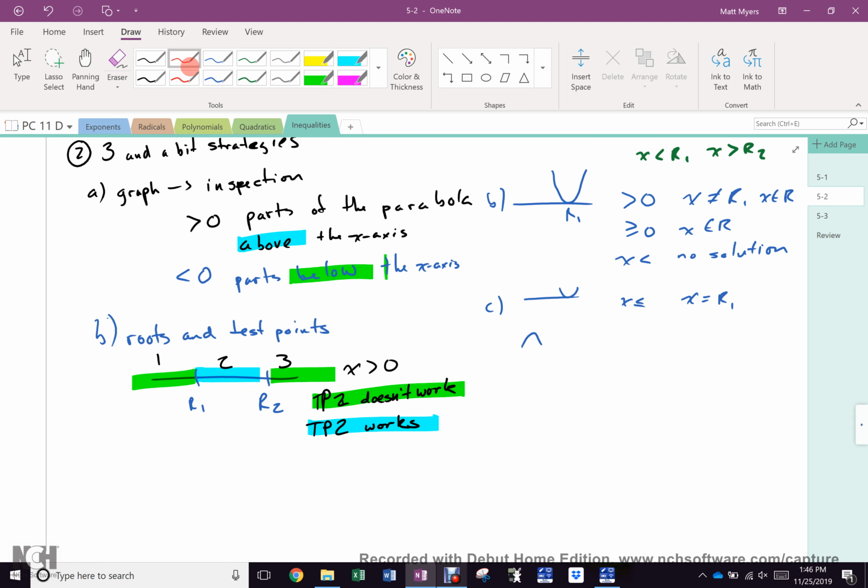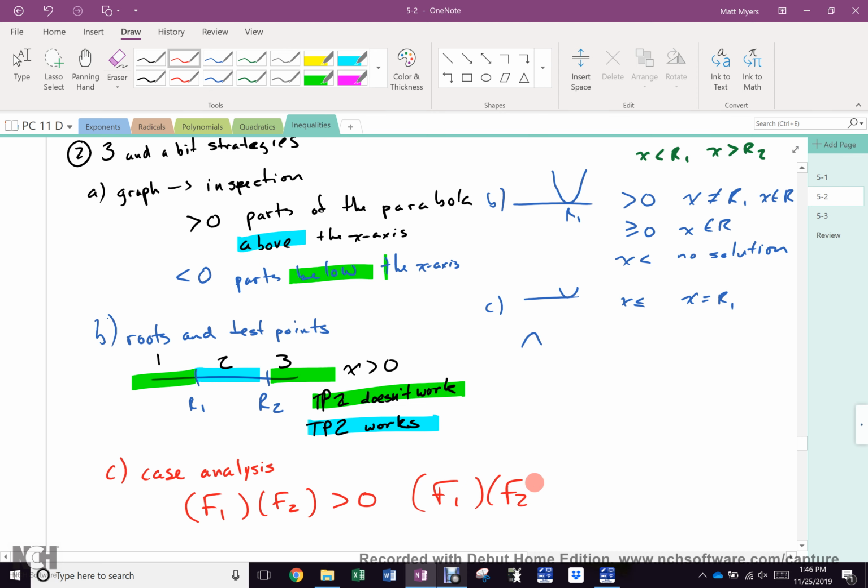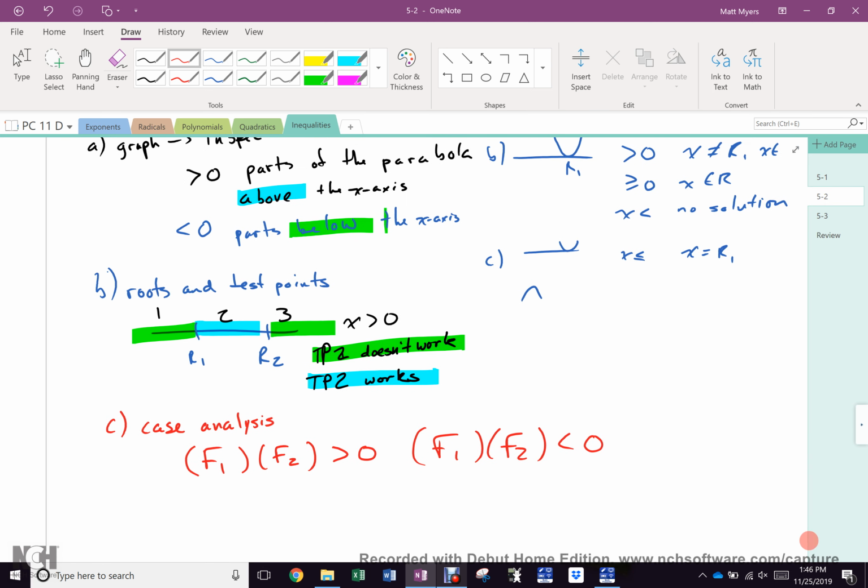And then lastly, the one that nobody ever wants to use, case analysis. Factor 1, factor 2, greater than 0, or factor 1, factor 2, less than 0. Then you just got to know, if it's greater than 0, they both have to be what? Both positive or both negative. So factor 1 would have to be greater than 0, factor 2 would have to be greater than 0, or factor 1 would have to be less than 0, factor 2 would have to be less than 0.